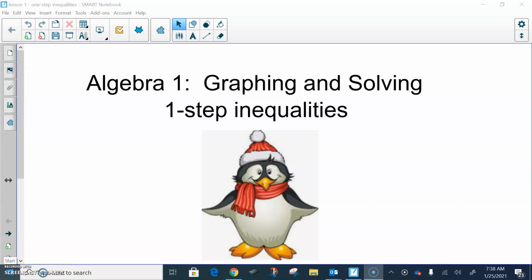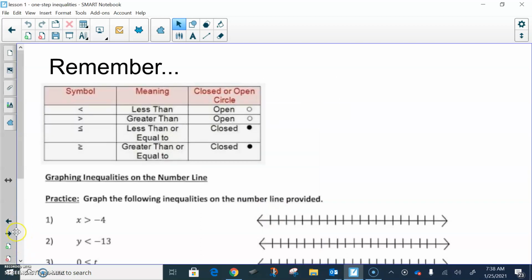This is Algebra 1, Lesson 6.1, Graphing and Solving One-Step Inequalities. So just as a reminder of the inequality symbols, the first one is a less than symbol, and if it's simply less than, when you graph it on a number line, you use an open circle. The same thing with the second one, a greater than symbol is an open circle.